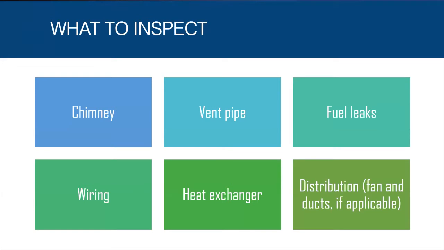Visually, we're looking at the condition of chimneys and vent pipes, maybe the existence of even small fuel leaks, or even checking the condition of the wiring. We also test the heat exchanger, either visually or with carbon monoxide testing and supply air. And as you're doing all this, you ought to be paying attention to the ductwork, even the location of returns and supply registers.